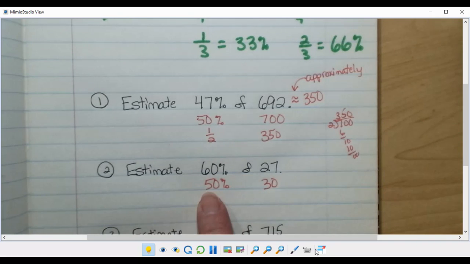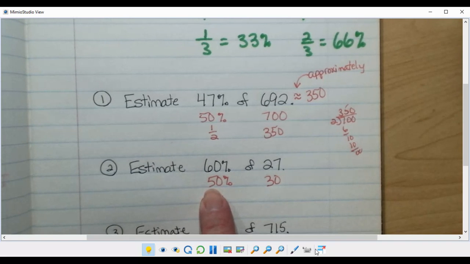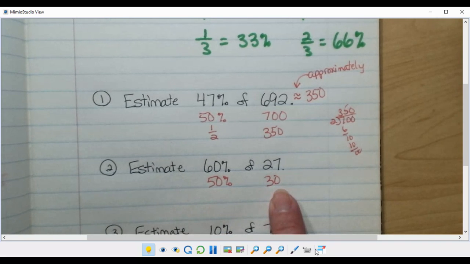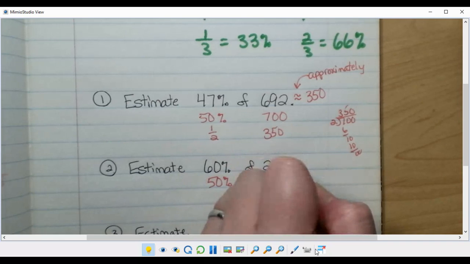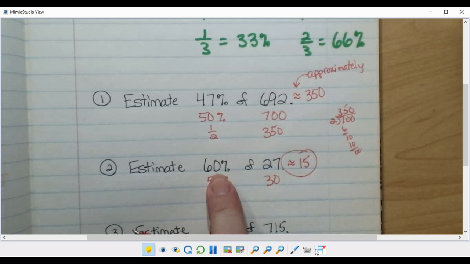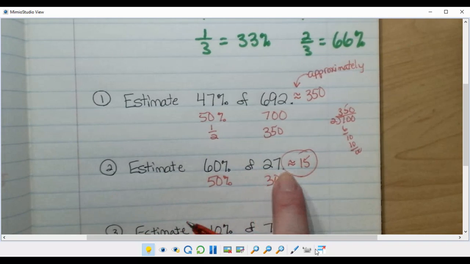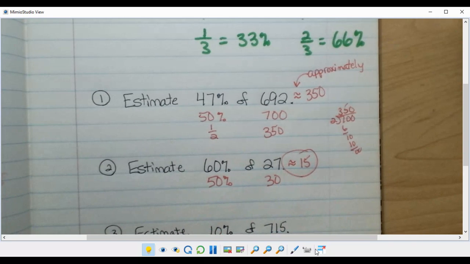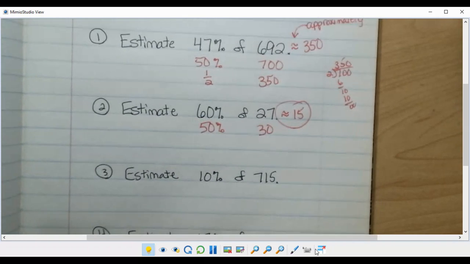Okay, so this is like saying, what's half of 30? And I know you just looked and you're like, I don't think about the clock. You know what 30 minutes is. What's halfway to 30? 15. So I think that 60% of 27 is about 15. It's not exactly, but it's pretty close. And that was some quick math. Okay. All right, now let's look at this one.